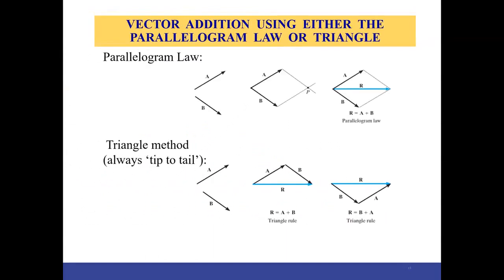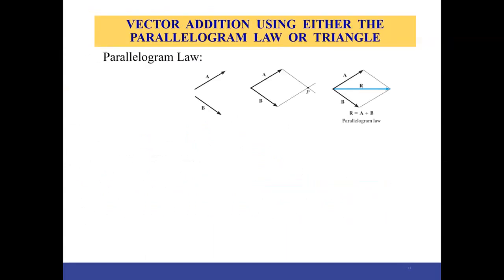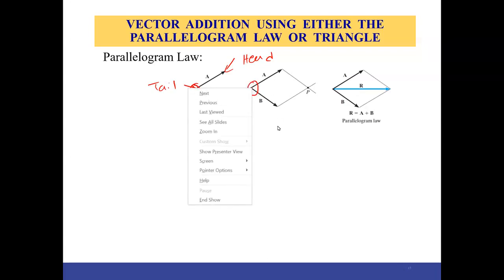Now to add two vectors, we can use the law of parallelogram. In the law of parallelogram, there are two different ways. In that case, we have vector A and vector B. We call this the head of the vector and this part the tail of the vector. In the law of parallelogram, we can join two vectors by their tail. So tail to tail connection is made without changing the direction.